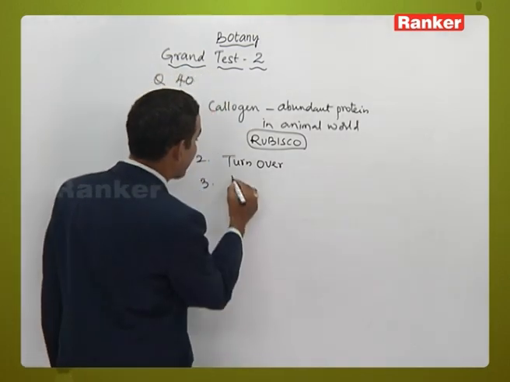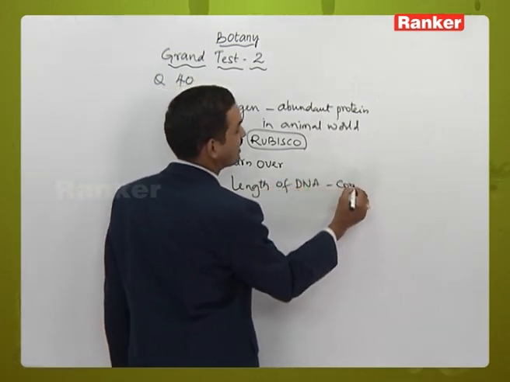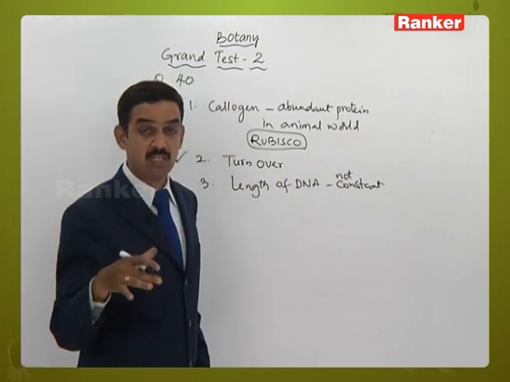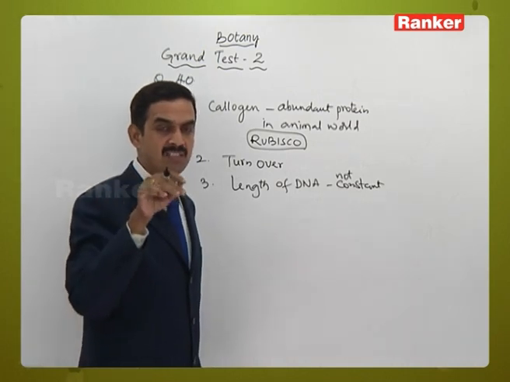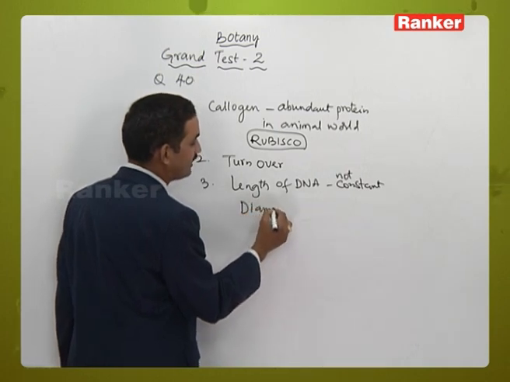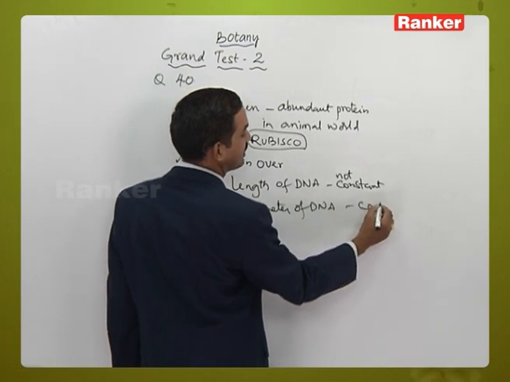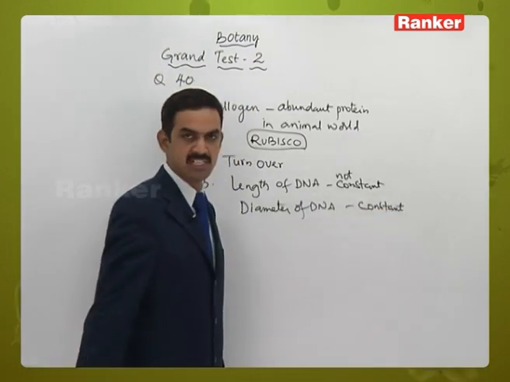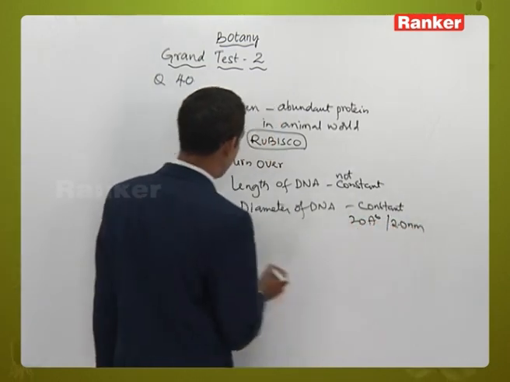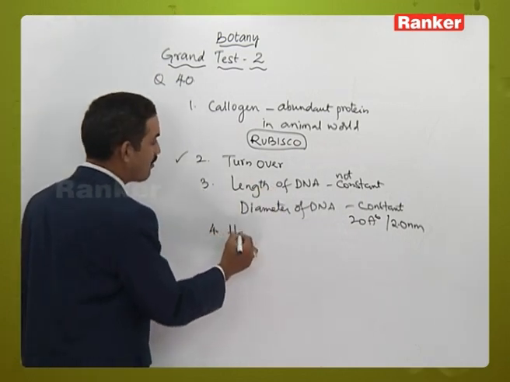Then the third one: length and diameter of DNA is not constant. If you take the length of DNA, it is not constant. We can't say exactly how much length there is for one DNA molecule. That's the reason why we take the length of one coil. Length of one coil will be constant. What about the diameter of the DNA? Diameter of DNA is always constant. It is 20 angstroms, or 2.0 nanometers. So one part is correct, one is incorrect, so this is incorrect.